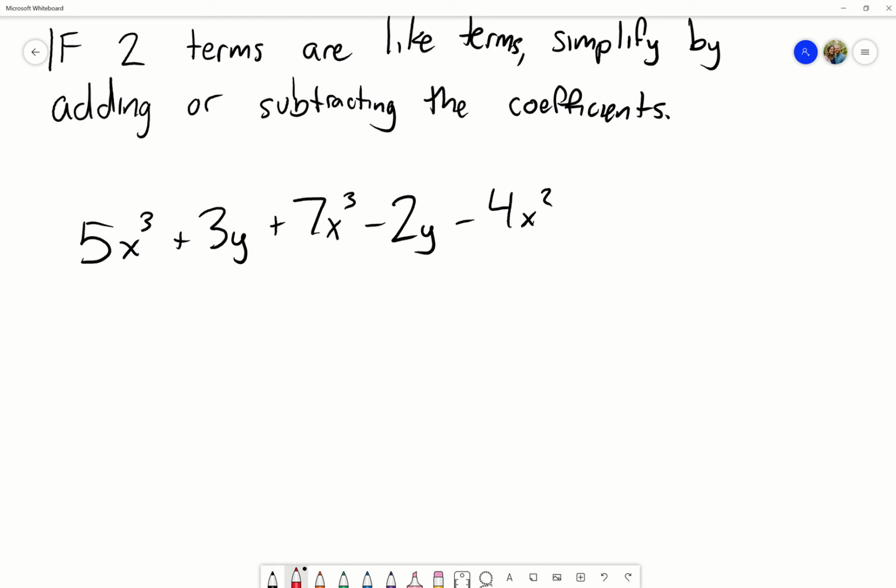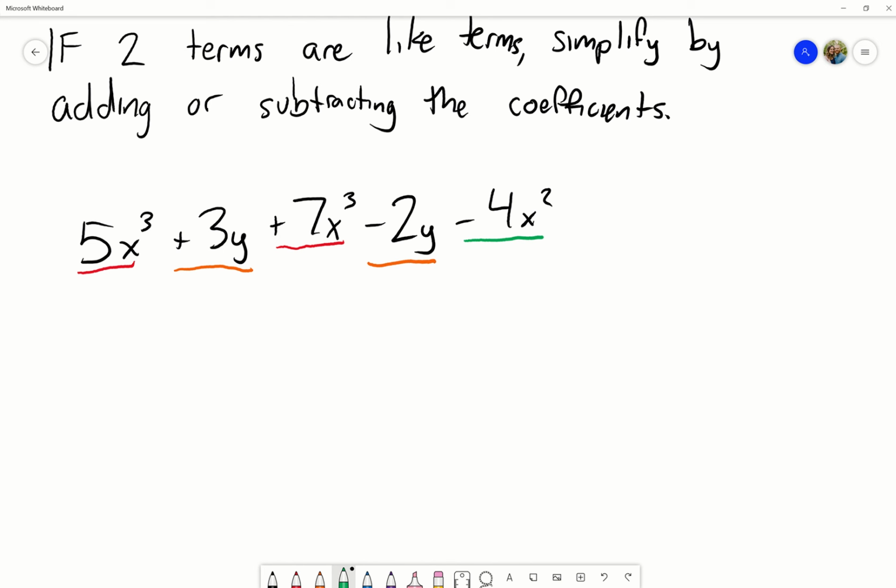So I'm going to look like I did before, where I look through and find my like terms. I'm going to look to see, all right, do I have any like terms? Well, I have an x cubed and an x cubed. Those are like terms. And I have a 3y and a minus 2y. Those are like terms. And then I have this minus 4x squared all by itself. Okay, so I'm going to combine my like terms.